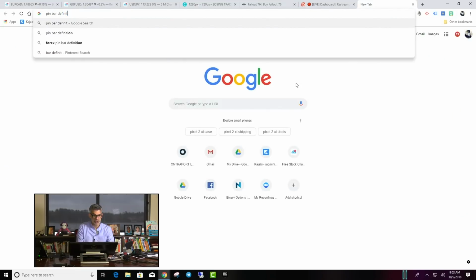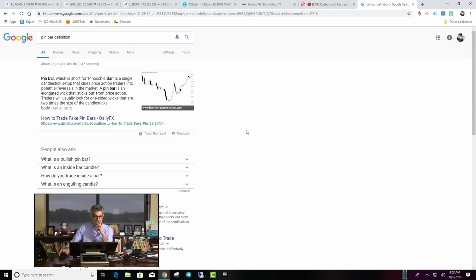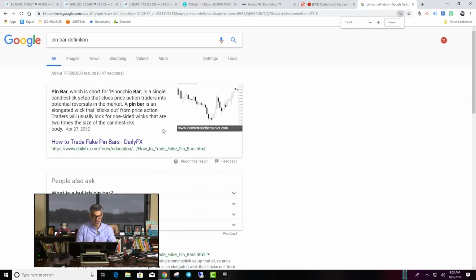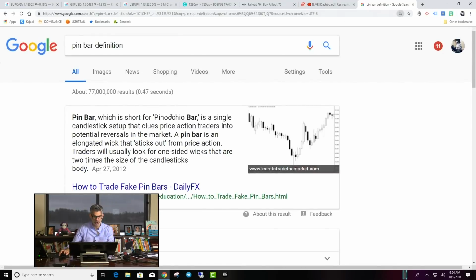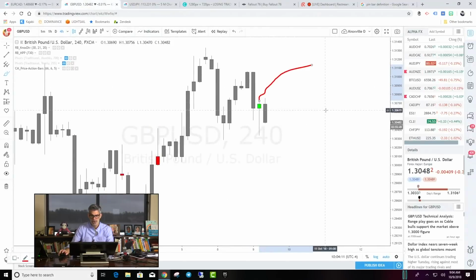Now you might not know what a pin bar is, so let's look at the definition. I don't think a lot of us knew this, but it's short for Pinocchio bar. It's a single candlestick setup that clues price action traders into potential reversals in the market. A pin bar is an elongated wick that sticks out from price action. Traders will usually look for one-sided wicks that are 2 times the size of the candle body. All right, well that's exactly what we have right here. This green candle body is a pin bar. And the long candle wick is exactly what we would look for.